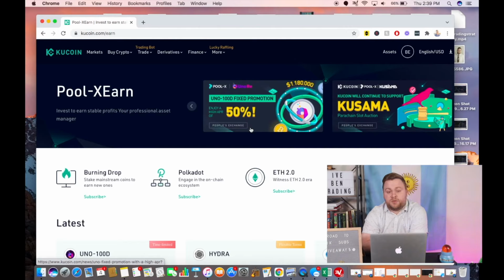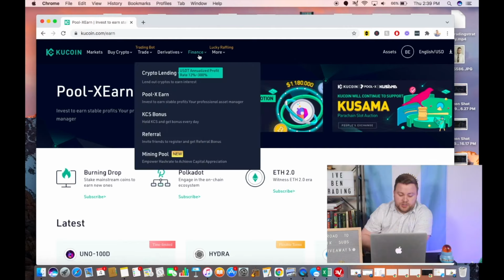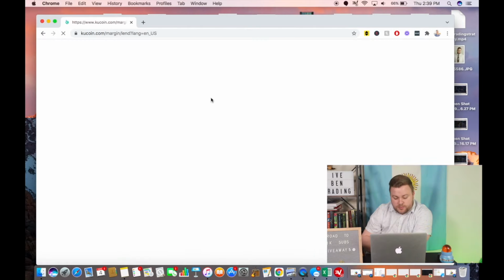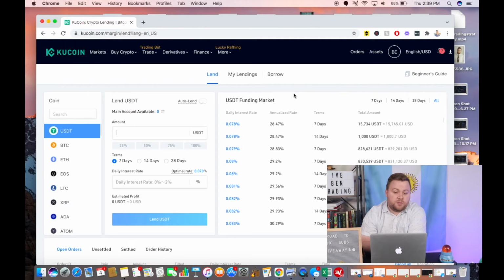You can lend your crypto for 1 week, 2 weeks, and 4 weeks and earn some nice rewards. It's also going to be in the finance tab, in crypto lending, the first one. I don't have any experience with lending on here because I just prefer to trade and accumulate that way. But this is definitely a nice thing for you hodlers out there to make additional crypto.